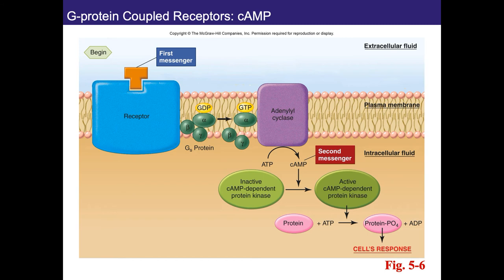Makes your heart rate, it's the beta 1. Breathing rate increases, that's the beta 2. Now, it's more important to memorize the pathway than it is these ligands and receptors. You'll relearn this when we get to the heart.